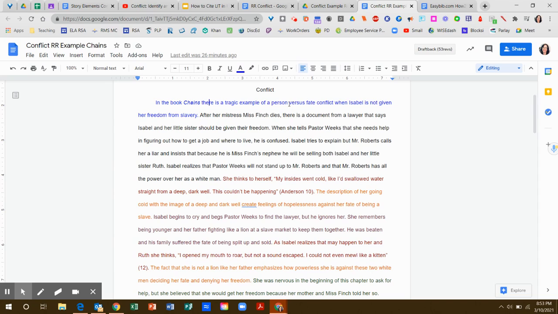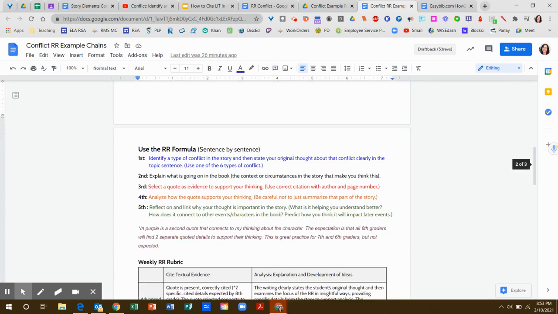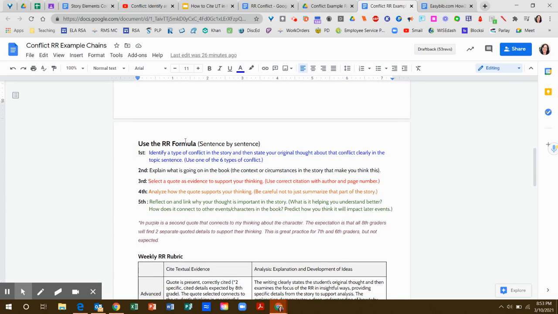I state what type of conflict it is, person versus fate, and I tell you who it's between, like who exactly is the person, what is the fate, right? And that will help me make sure that I am following our formula here. So I identified the type of conflict and I stated my thinking about it, that it's a really sad and tragic conflict, and it's specifically the type of conflict of person versus fate.